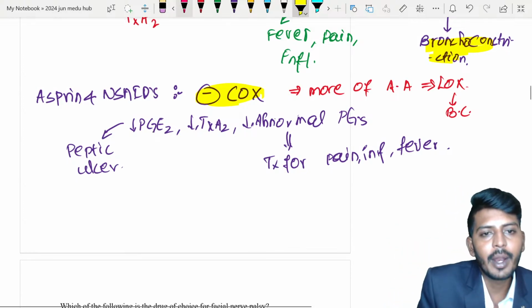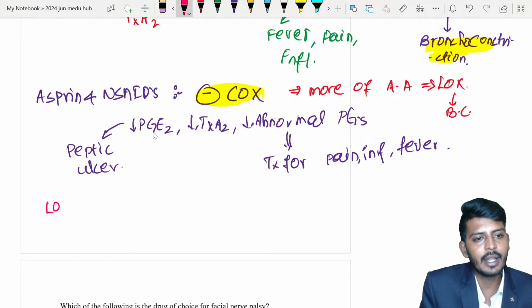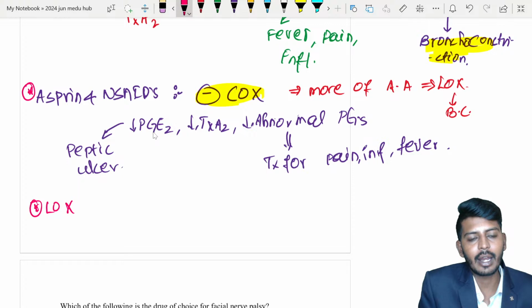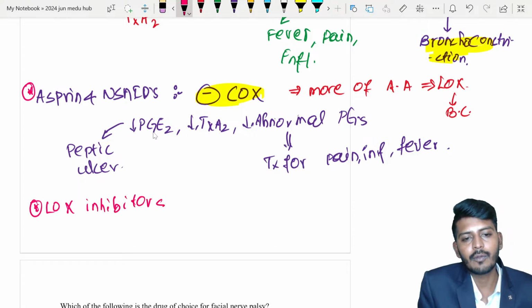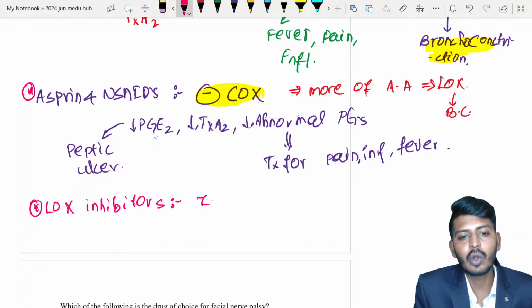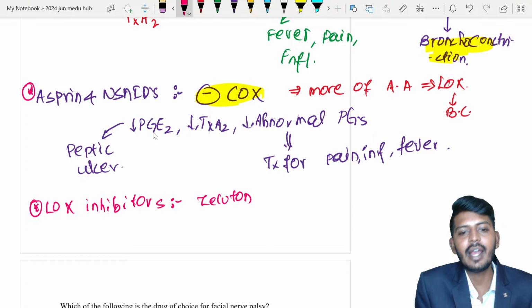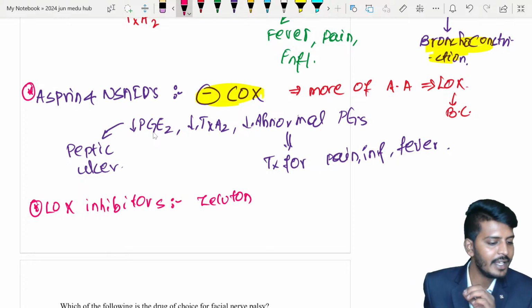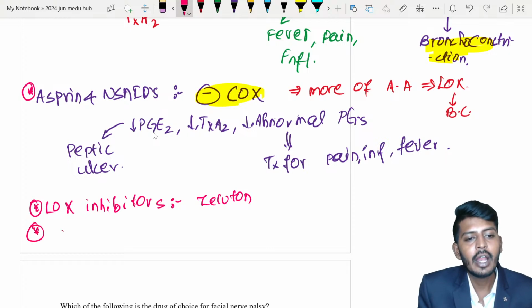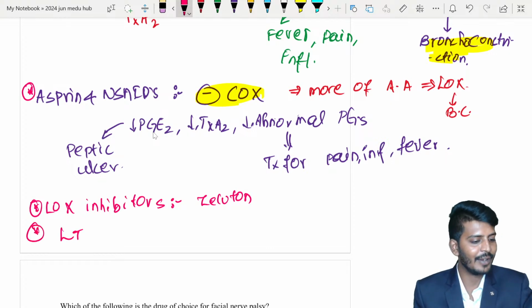Then we have one more drug, that is the LOX inhibitor. That was the story of aspirin. Let's move ahead to the LOX inhibitor. Again, many people get confused. This LOX inhibitor is Zileuton. What is the name of the drug? Zileuton. Okay, then the next one, leukotriene antagonists.